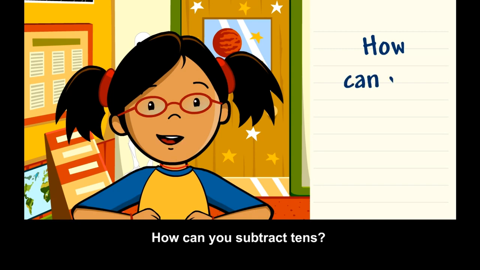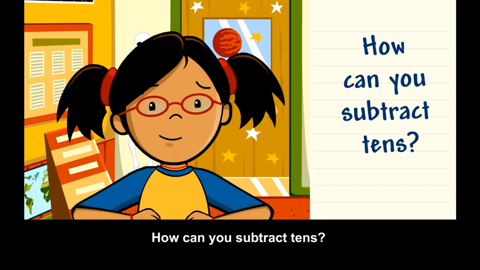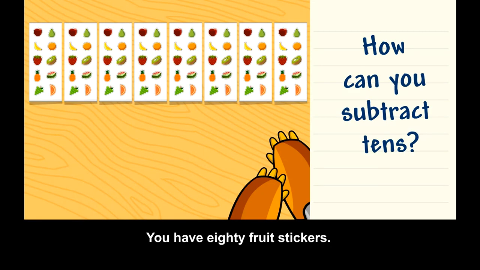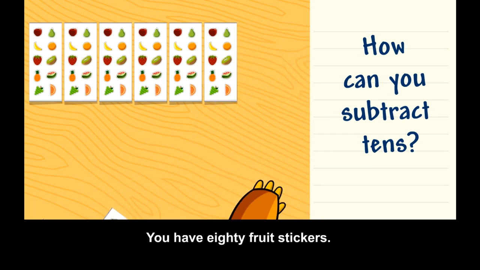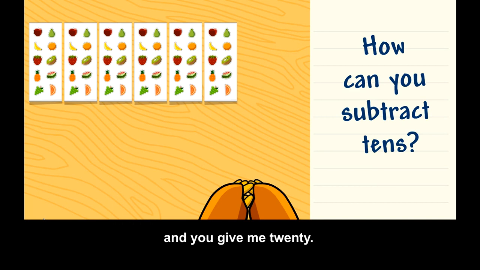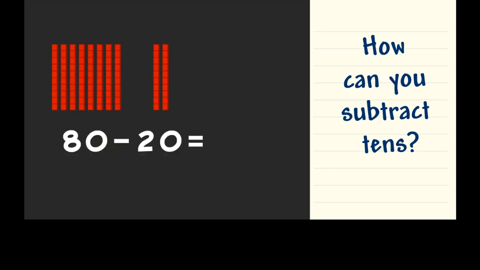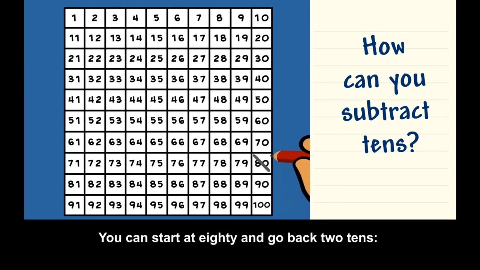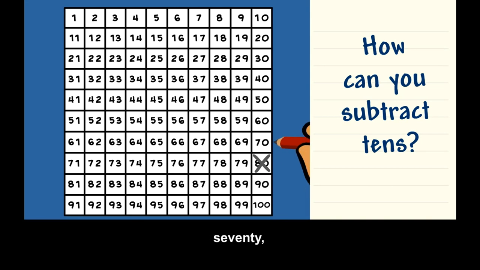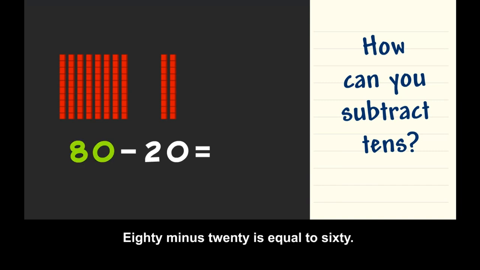How can you subtract 10s? You have 80 fruit stickers. And you give me 20. What is 80 minus 20? You can start at 80 and go back 2 10s. 70, 60. 80 minus 20 is equal to 60.